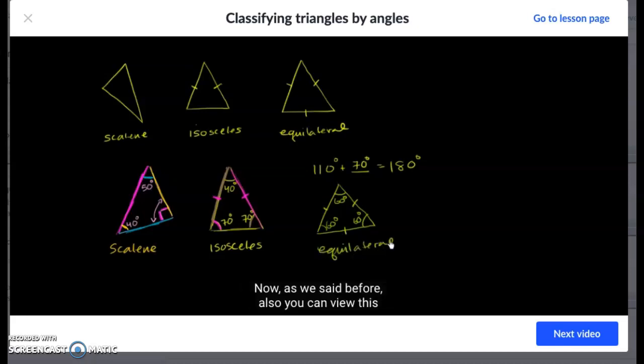Now, as we said before, you could view this as a subset of isosceles because you have at least two angles and you have two sides being congruent. But here it's all three, so this is an equilateral triangle.